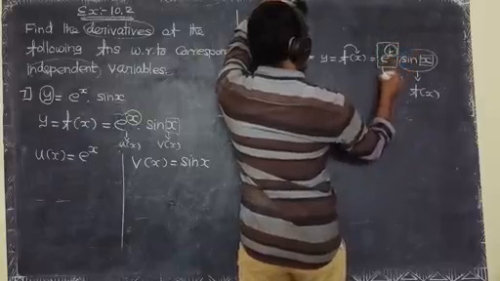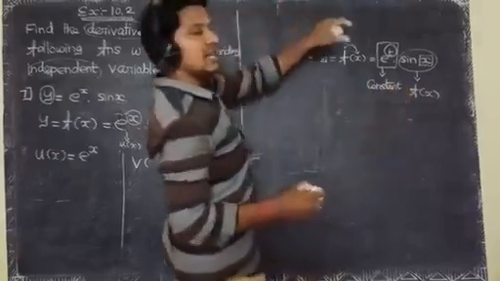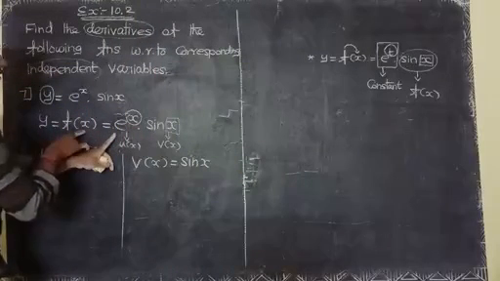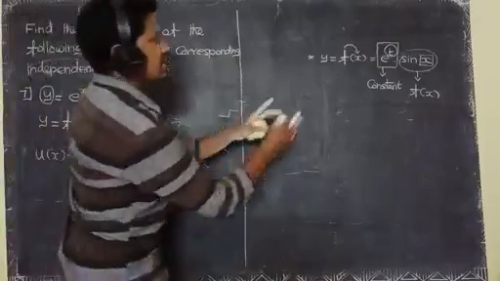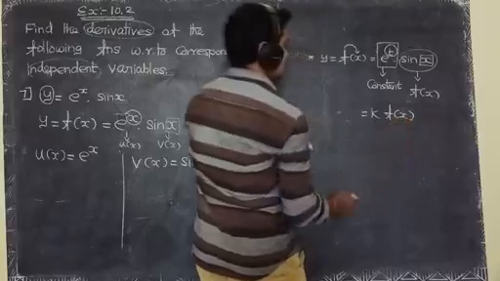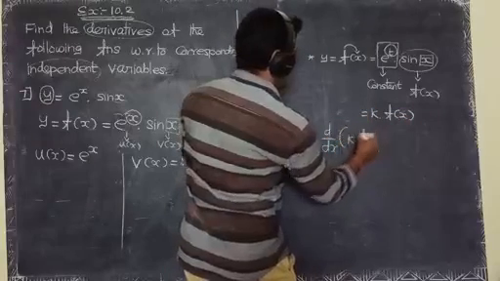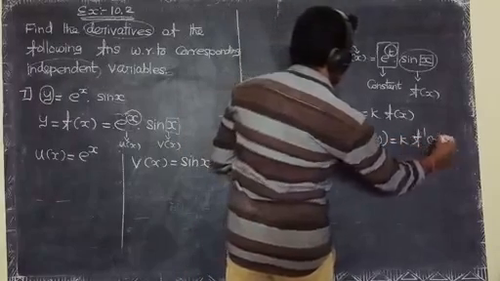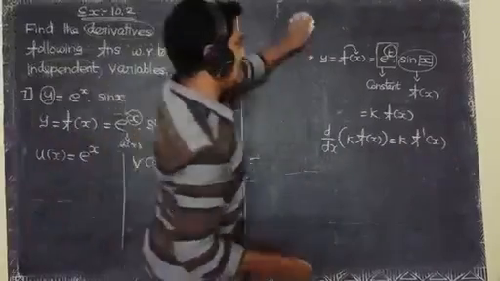Consider k as a constant. Suppose we are given e power x into sin x, meaning e power x is one function and sin x is another. This is not in the structure k into f of x. For k into f of x, the derivative d by dx of k f of x is k into f dash of x. But here we have u of x into v of x.